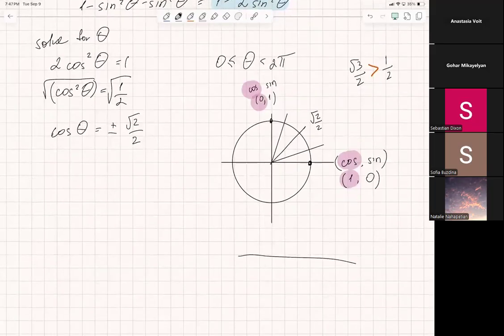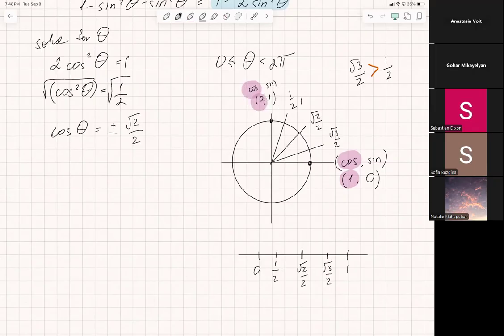If I have a number line with 0 here and 1 here, my middle is square root of 2 over 2. Since square root of 3 over 2 is greater than 1 over 2, this one should be closer to 1. So my cosine will be square root of 3 over 2 on the top here and 1 over 2... oh, sorry, the other way around, I was looking at sine. Square root of 3 over 2 here because it's closer to 1, and 1 over 2 here because it's closer to 0.